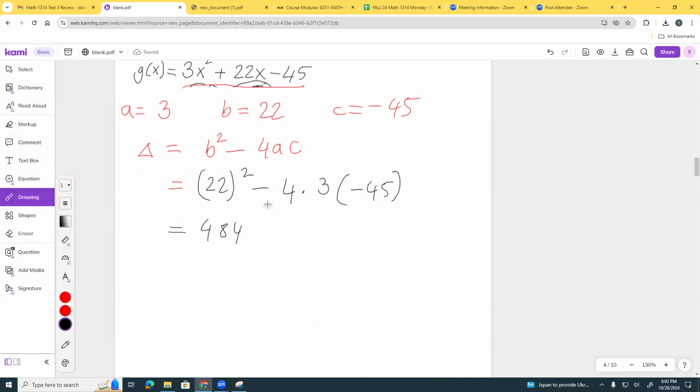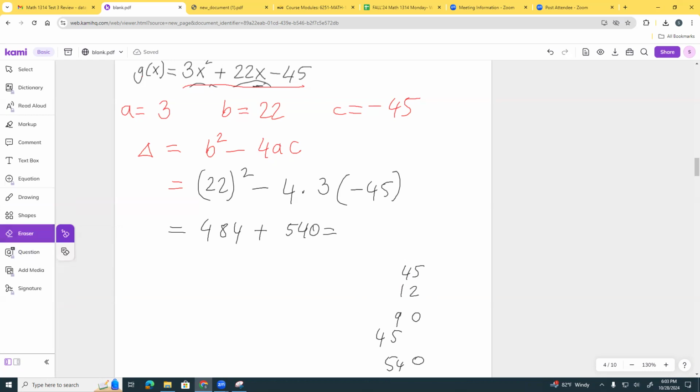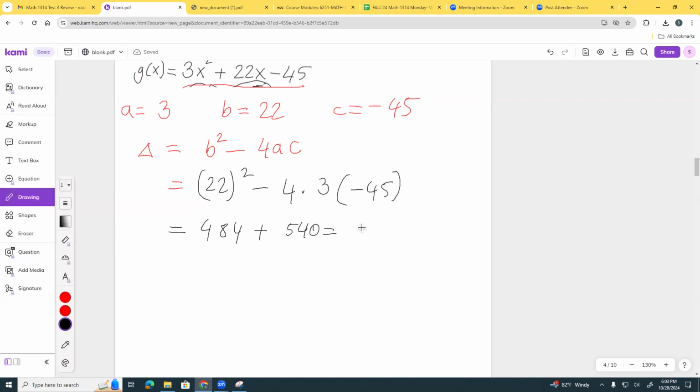Now, negative times negative is positive. 4 times 3 is 12. So I just need to multiply 45 by 12, which will be a 90 and a 45. When I add them up, it's 540. When I add these two numbers now, that's such a big number to take the square root of, but sometimes for me, learning factoring is easier. Anyway, it's 1024.